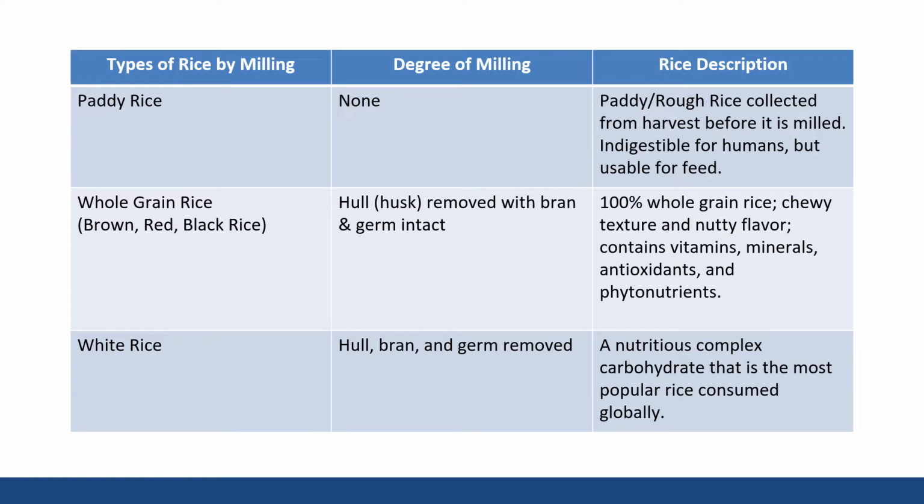Now, just to review, paddy rice or rough rice is the rice that was just collected from the field and hasn't been milled and is not ready for human consumption. Brown rice is the processed rough rice that has its hull or husk removed, but the bran and germ layer still intact. Brown rice has a chewy texture, takes longer to cook than white rice, and is known for its dense nutrient content. Outside of brown rice, there are many whole grain rice options like black, red, and purple rice, but we will get to that later in this presentation.